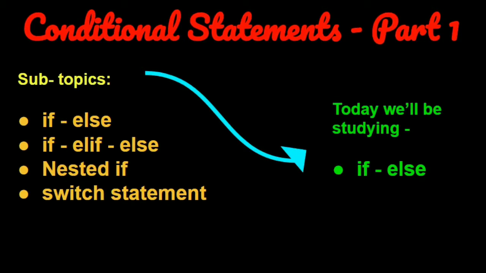Let's take an example where your mother says that it's raining, so you will not go outside to play. So your statement will be, if it is raining, then I will not go outside to play. Conditional statements have four types, that is if, else if, and else. The else if is basically shown as elif in Python. Then you have nested if, and then you have switch statements. So today we'll be studying the if else subtopic.